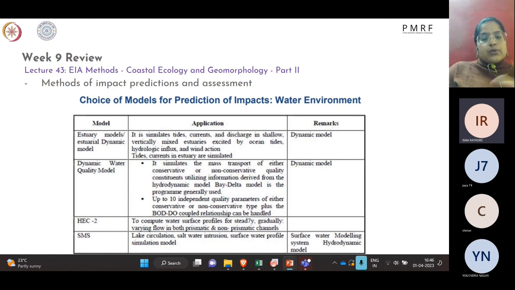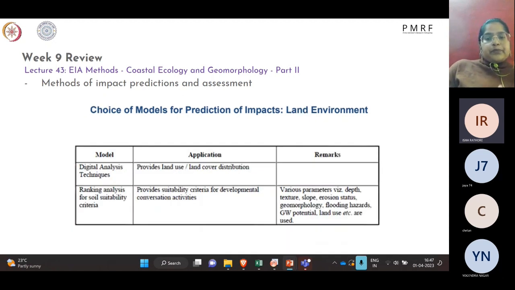And then you have the SMS, which is lake circulation for evaluating the lake circulation, saltwater intrusion, surface water profiles, and simulating all of these things. So this is again a subsurface modeling system. So you can understand what sort of models are being used for what sort of purposes.